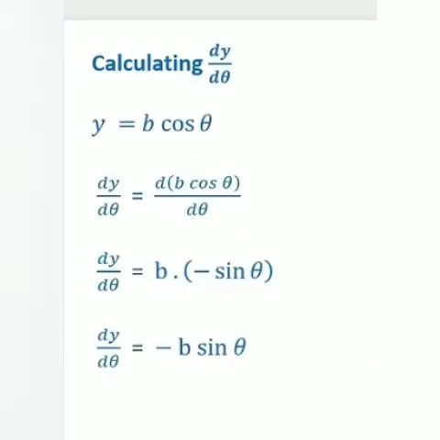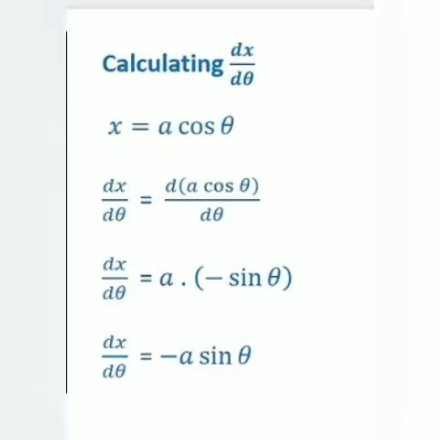Now let us first calculate dy by d theta. y is equal to b cos theta. b is constant and differentiation of cos theta is minus sine theta. Thus dy by d theta is minus b sine theta. Also, calculating dx by d theta, x is equal to a cos theta. a is constant and differentiation of cos theta is minus sine theta. So therefore dx by d theta is equal to minus a sine theta.